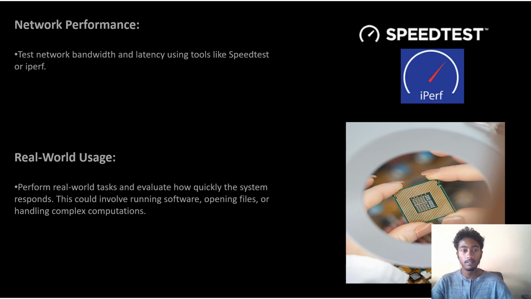The sixth one is real-world usage. This performs real-world tasks to evaluate how quickly the system responds. This could involve running software, opening files, or handling complex computations.